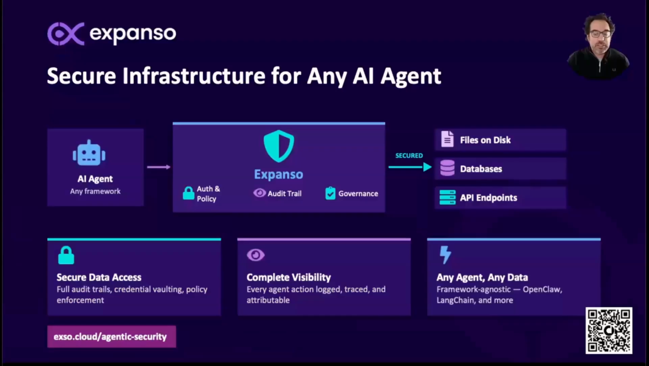This is why we built Expanso. Instead of letting the agent talk to raw data through its interfaces, you go through the Expanso agent right in the middle, creating a secure infrastructure layer you see here. The agent talks to Expanso, and Expanso governs the connection. This gives you exactly what is listed at the bottom: secure data access, complete visibility into every action, and it works with any agent framework right out of the box.